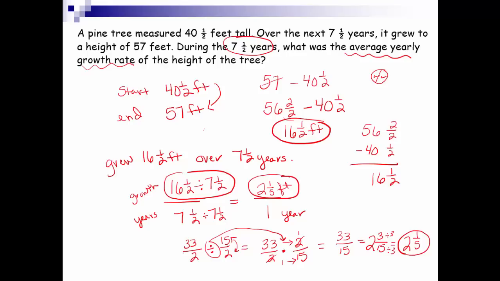And if over 7 years it's got to get up to 16 feet, it makes sense. 2 times 7 is 14 plus this extra. So over 7.5 years, growing 16.5 feet makes sense. That means it's going to be 2.2 feet per year. So that's your final answer. I know I have a lot of work all over the place.